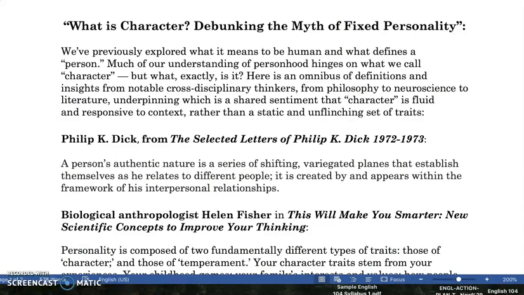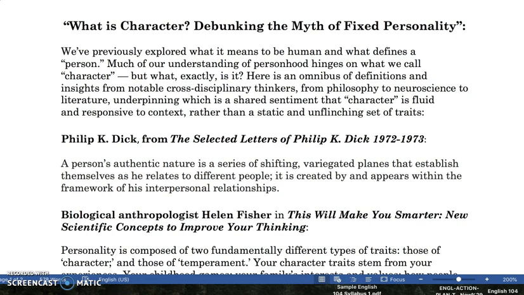That's what this article is saying, that a person's fixed personality is mythical, so that means it's probably not fixed, it's moving. Okay, so it seems like it's an article that's going to talk about who we are as people. We've previously explored what it means to be human and what defines a quote-unquote person. So they seem to be not defining the word. Are they skeptical about the word person?